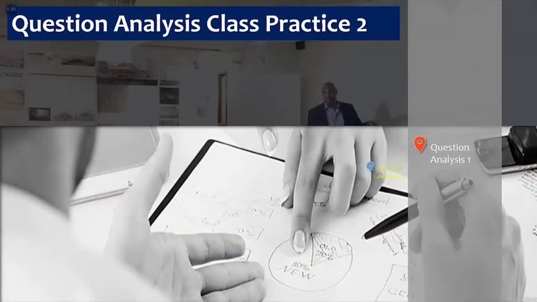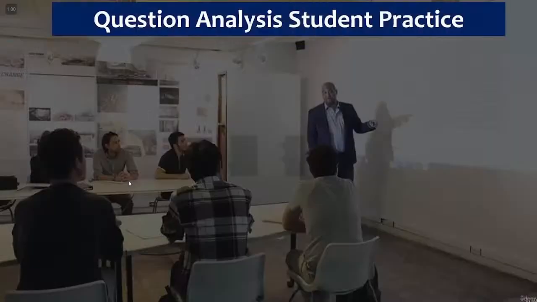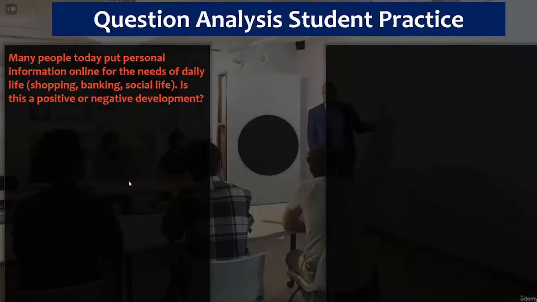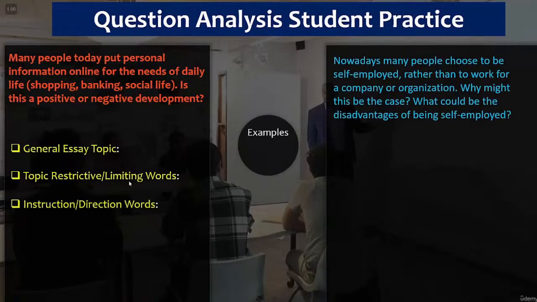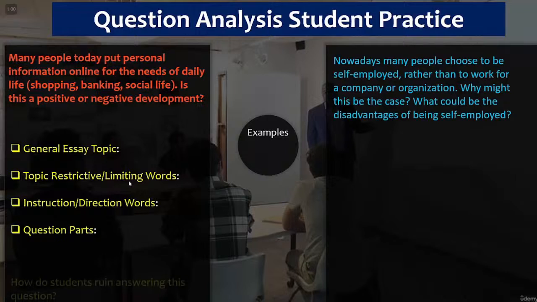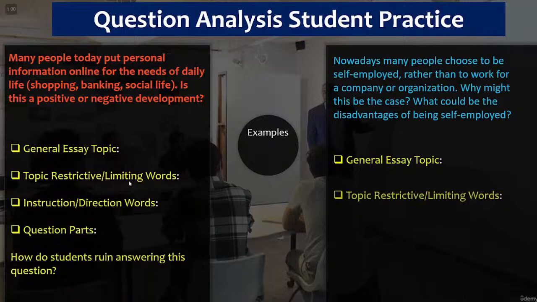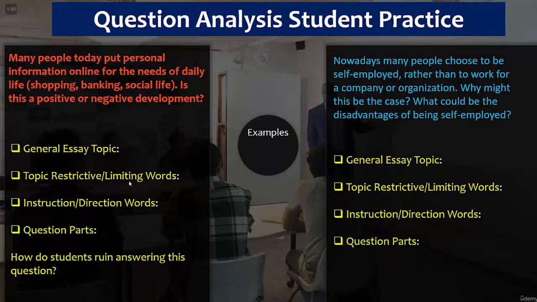Okay, let's move on to class practice 2. Here are our 2 questions. On the left in red, many people today put personal information online for the needs of daily life. Shopping, banking, social life. Is this a positive or negative development? Question 2. Nowadays, many people choose to be self-employed rather than work for a company or organization. Why might this be the case? What could be the disadvantages of being self-employed?